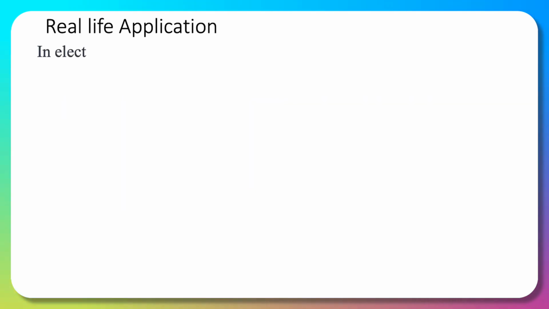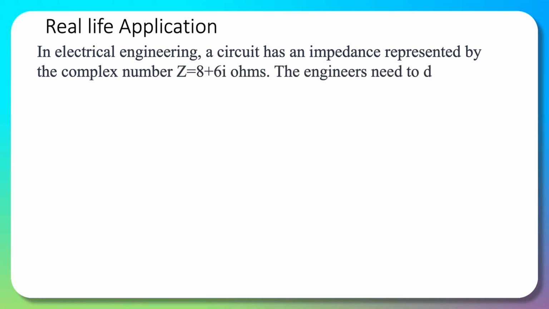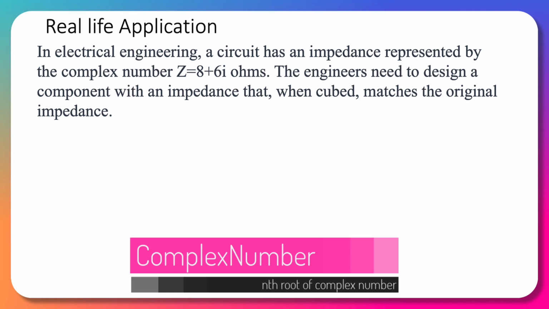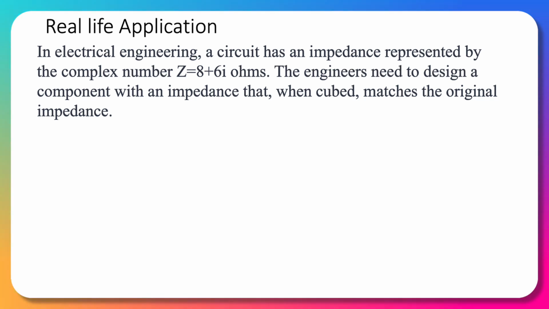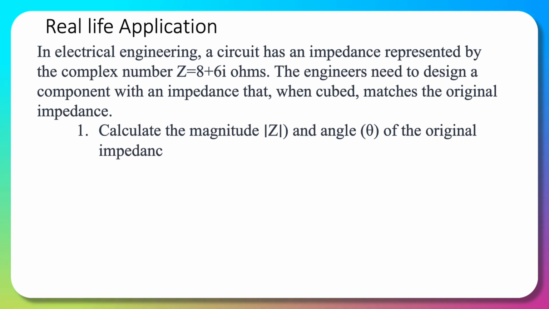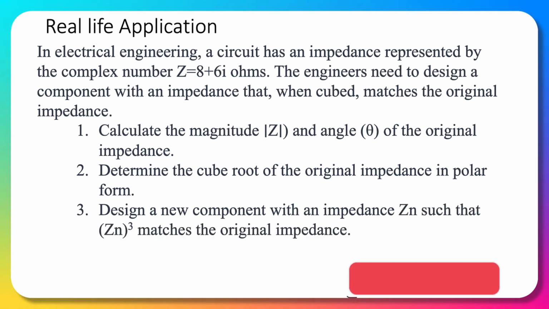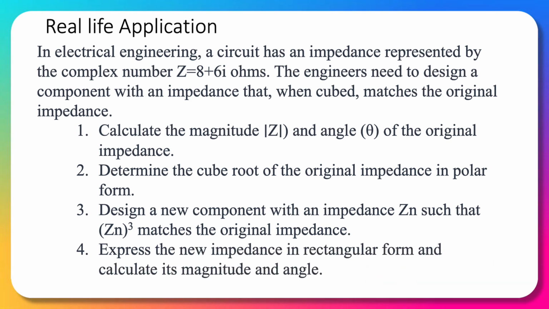Here is a question. In electrical engineering, a circuit has an impedance represented by the complex number Z equal to 8 plus 6i. The engineer needs to design a component with an impedance that, when cubed, matches the original impedance. Now solve the following questions. Calculate the magnitude of Z and amplitude theta. Determine the cube root of the original impedance in polar form. Design a new component with the impedance Zn such that the cube of Zn matches the original impedance, express the new impedance in rectangular form, and calculate its magnitude and angle.